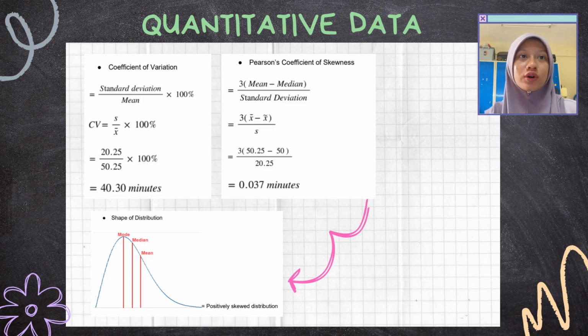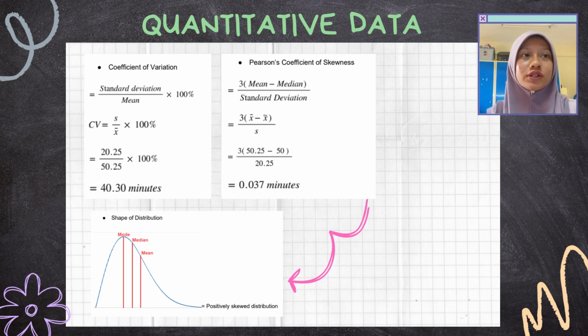Now we will continue with coefficient of variation. The formula for coefficient of variation is equal to standard deviation divided by mean times 100. So when you put the calculation into the formula, it will be 20.25 divided by 50.25 times 100. So the answer will be 40.30 minutes.